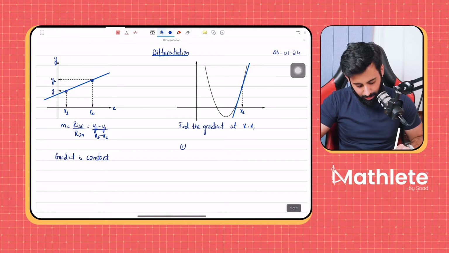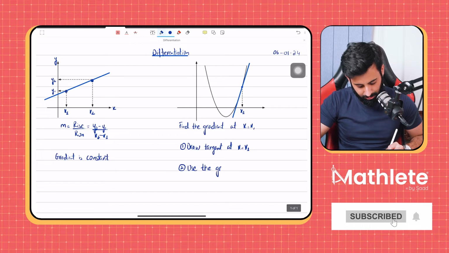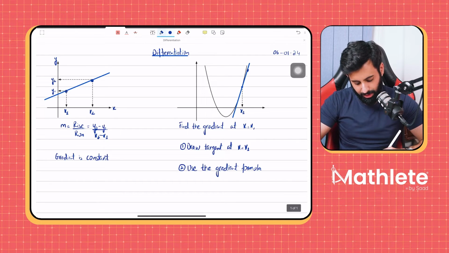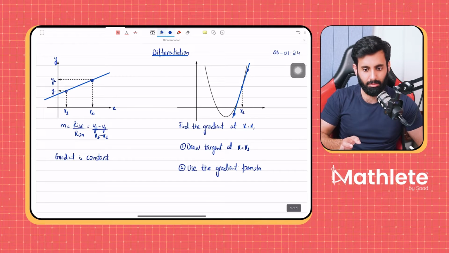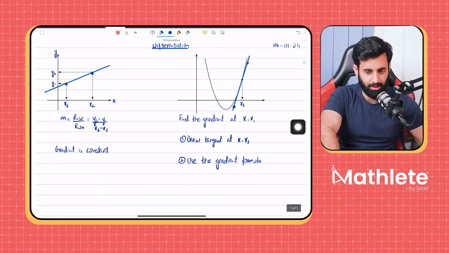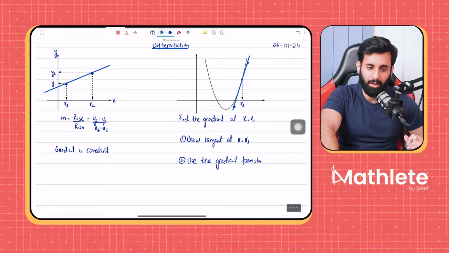So we draw a tangent at x equals x1. And then on the tangent, we find 2 points and use the gradient formula. This is something that you should know already. We pick 2 points. Not that we're going to have to do this, but it's something you did back in O levels. So we'll pick 2 points and then use the gradient formula. So not exactly new, nothing new so far.